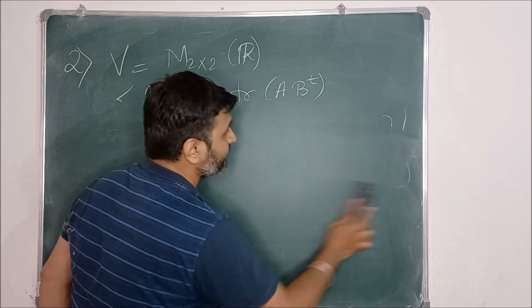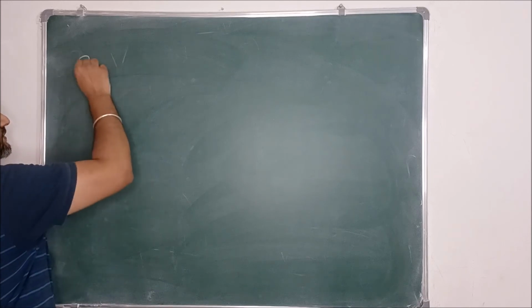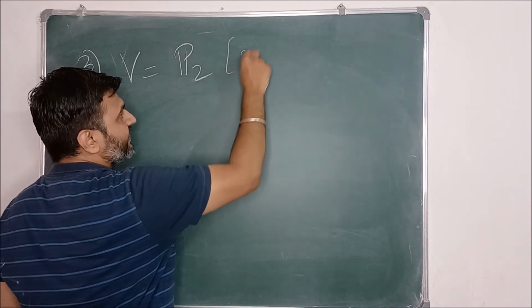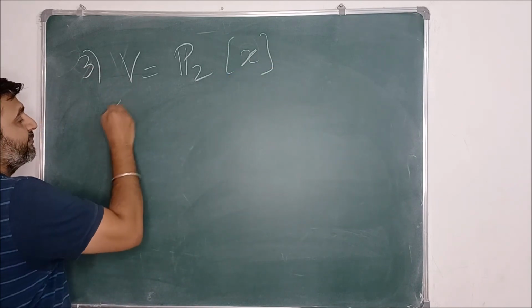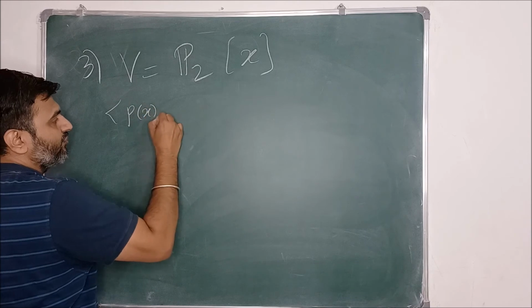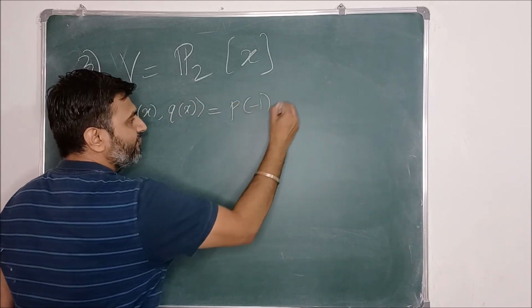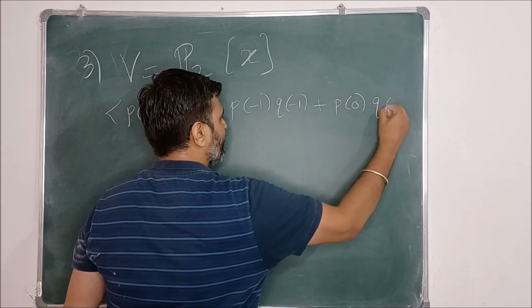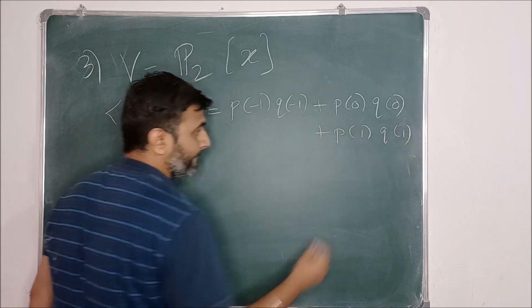And the last example that I would like to take is that of the polynomial space. V is my set of all polynomials of degree at most 2 with real coefficients. Let me define the inner product of P(x) and Q(x) as P(-1) into Q(-1) plus P(0) into Q(0) plus P(1) into Q(1).